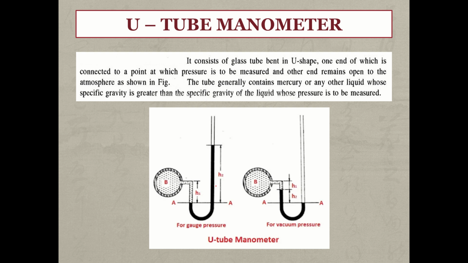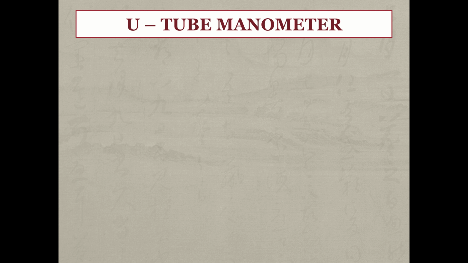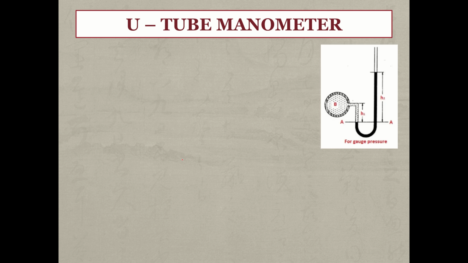It means that heavy liquid is the liquid having more specific gravity than this liquid. So coming to the calculation of gauge pressure first. If you see here, AA is the reference line or the datum line, and B is the point where I have to calculate the pressure. You can see the difference in pressure heads is H2, and H1 is the rise of the lighter liquid.